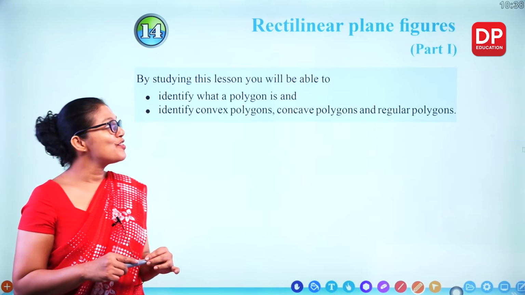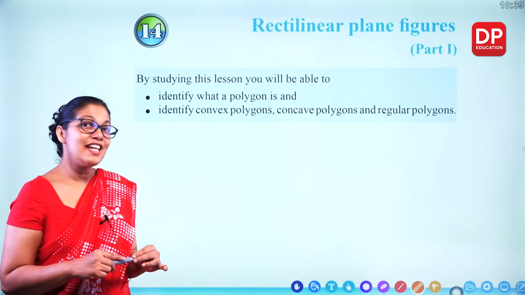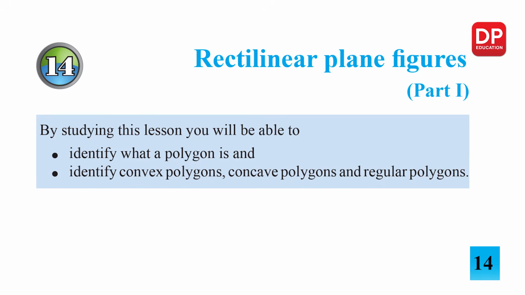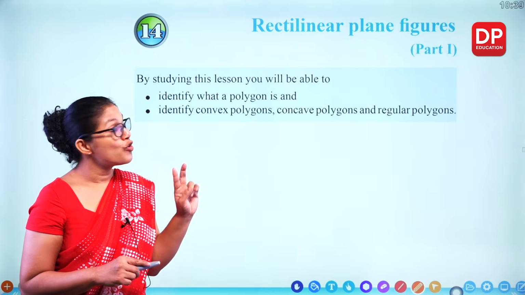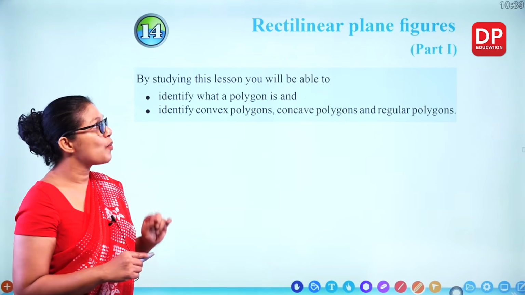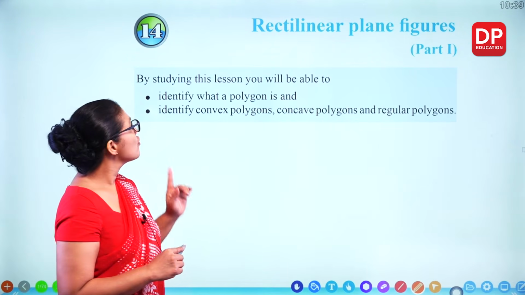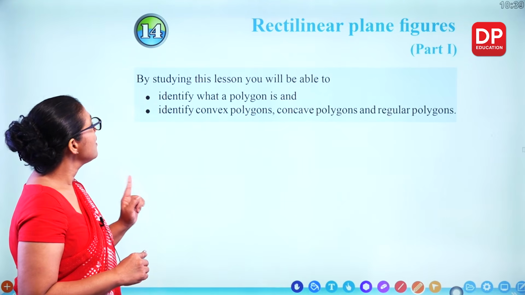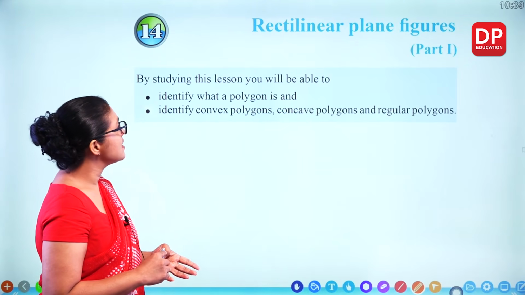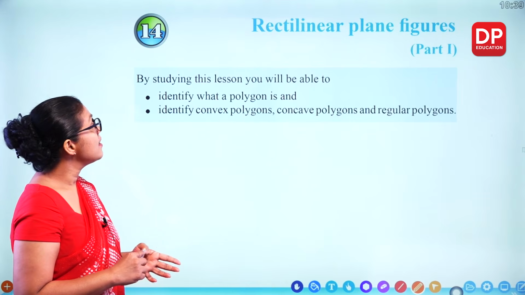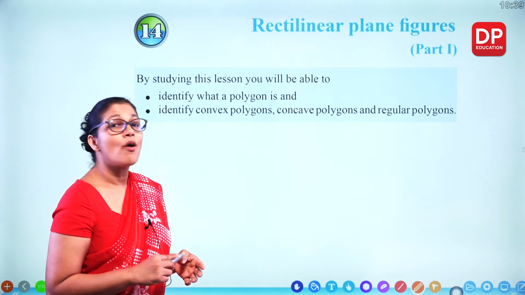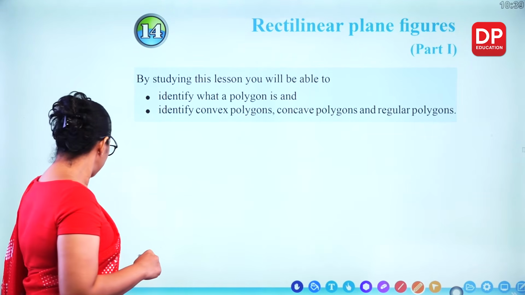Children, today I am here to teach you chapter 14 in your textbook, that's rectilinear plane figures. So you get two parts here, part 1 and part 2. We are doing both together. So in this part 1, we are identifying what a polygon is and what convex and concave polygons are.